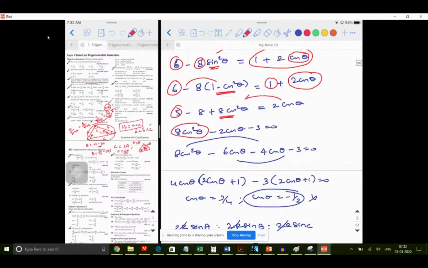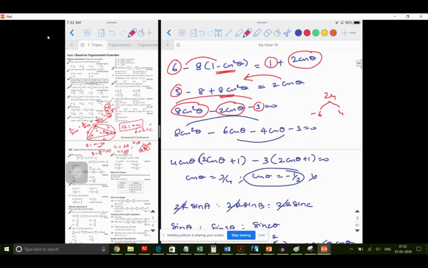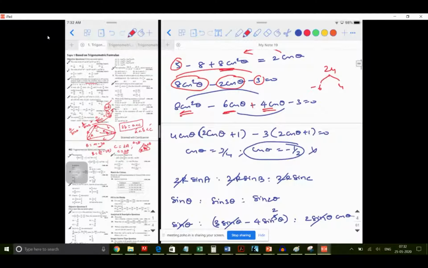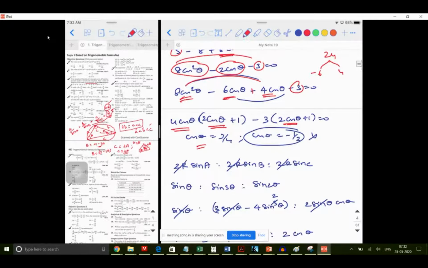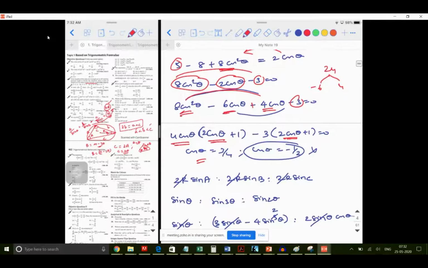Now what will happen? 8 cos square theta, this 2 cos theta comes to the other side, minus 2 cos theta, plus 5 minus 8 is minus 3. So 8 into 3 is going to be 24. The factors with respect to the middle term are minus 6 and 4. So I wrote it as 8 cos square theta minus 6 cos theta plus 4 cos theta minus 3 is equal to 0. Now we can combine these two. So 4 cos theta into 2 cos theta plus 1 minus 3 into 2 cos theta plus 1. So cos theta will be equal to 3 by 4 and cos theta is equal to minus half.